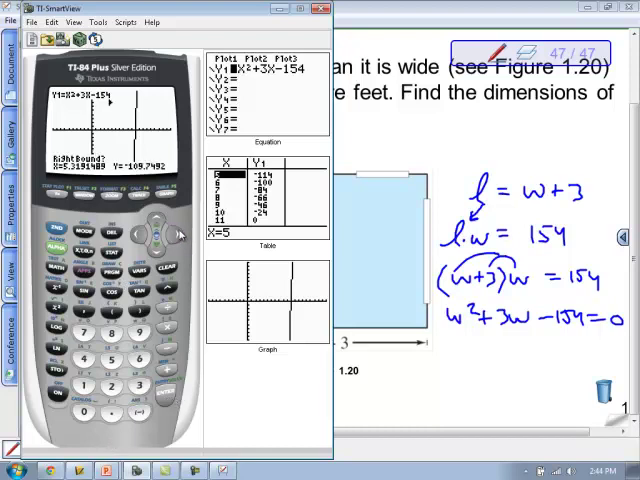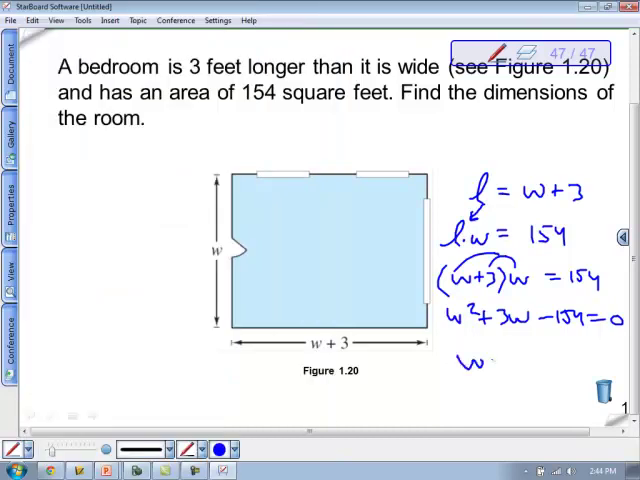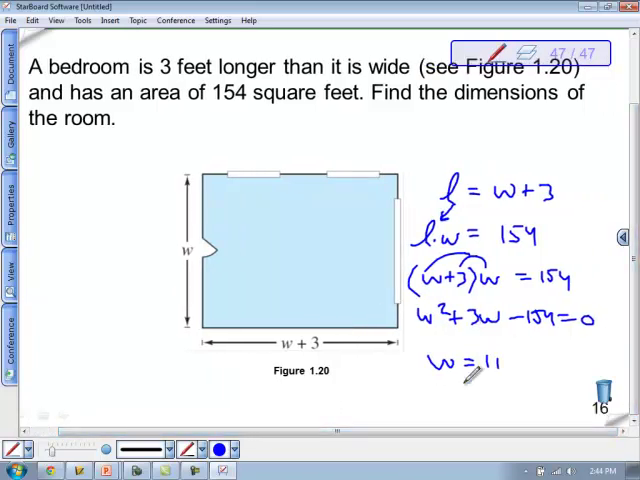Now we got to choose the right bound, so the right side of the zero. So let's wait till we see our cursor. There it is. Now I can choose the right side of that zero, hit enter, enter for the third time, and it gives me the zero at 11. So that means width is equal to 11. All right, then the length, if the width is 11, go ahead and plug that in. The length would be 14. So here's the answer that I'm looking for. Width is 11, length is 14.